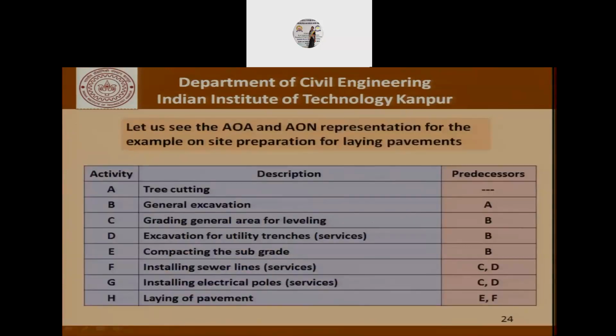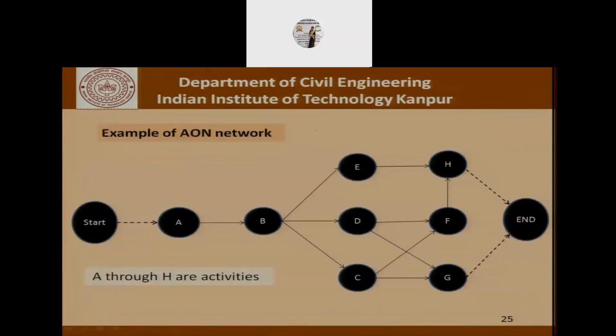Now going back to the previous example of 8 activities, let's see how we can represent this information of 8 activities in terms of an activity on arrow and an activity on node network. If we look at this picture here, this is an activity on node representation. We start this project here. This is activity A, B, C, D, E, F, G, H, and the project ends.